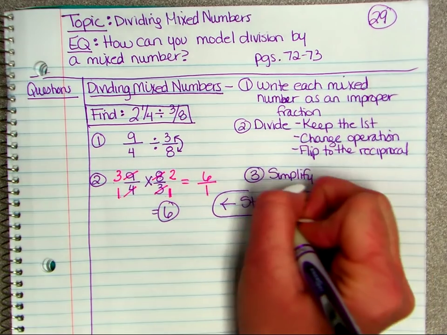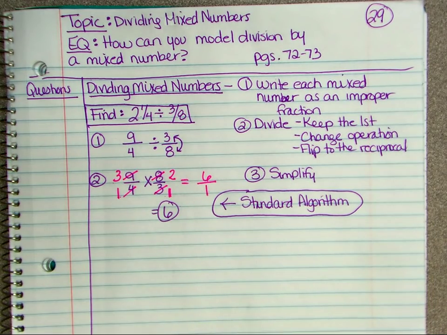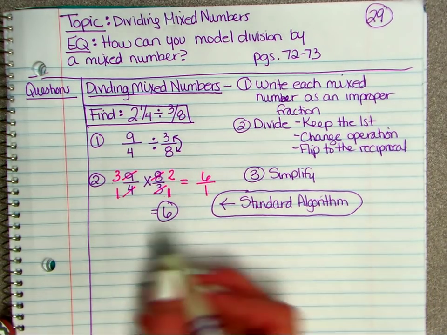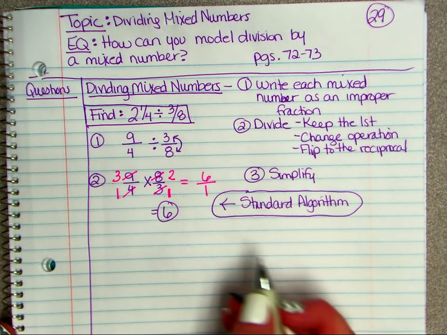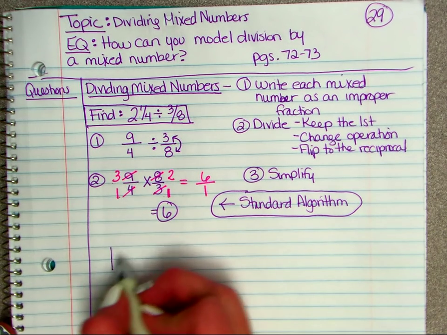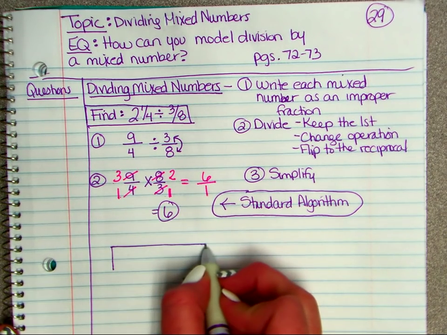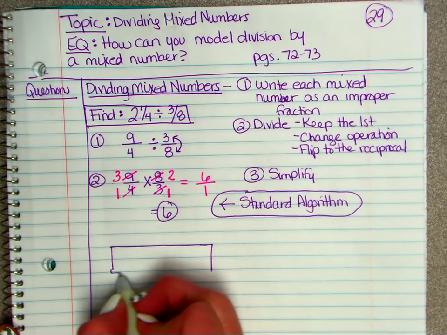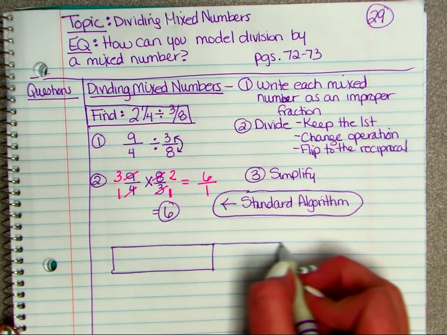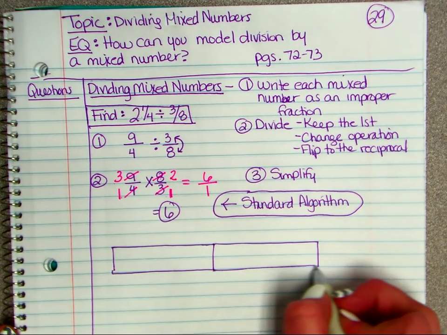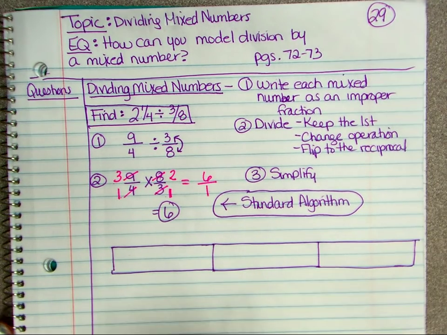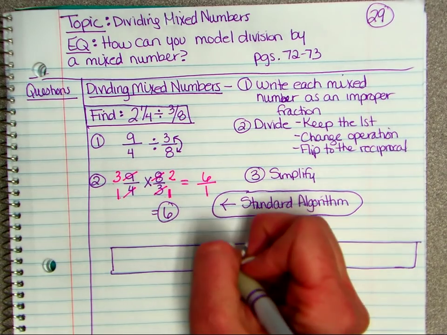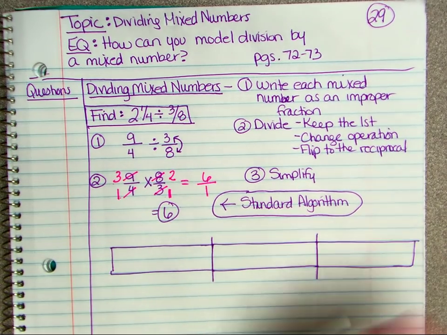Now, I'm going to show you how we can model that. So to model it, I'm going to create a bar, like a tape diagram, of 3 different bars. So each of these 3 different bars represents one whole.